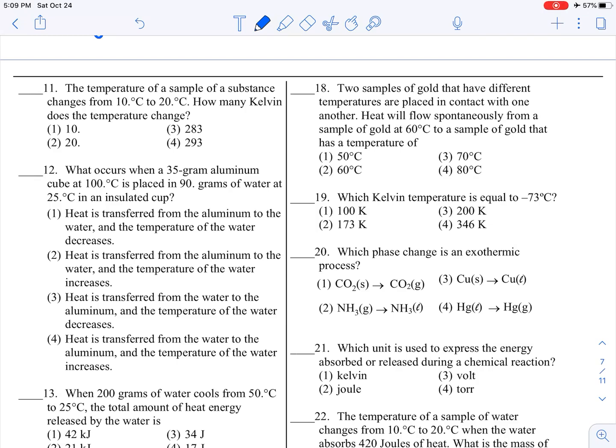Temperature of a sample changes from 10 degrees Celsius to 20 degrees Celsius. How many Kelvin does the temperature change?